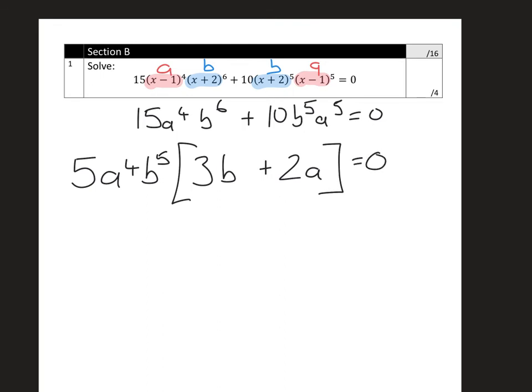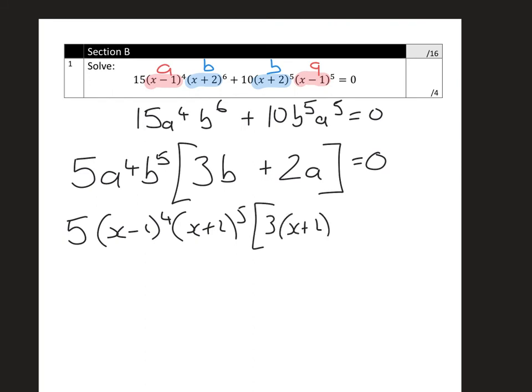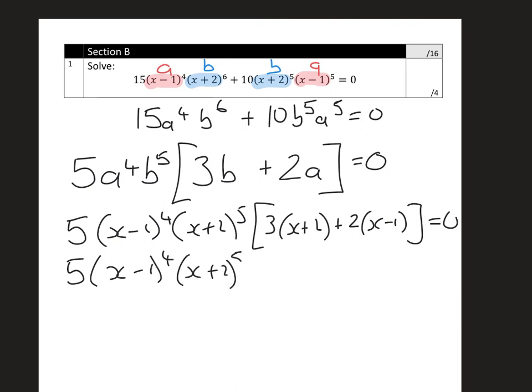And now I can just sub in what A and B were. So 5 lots of (x minus 1) to the power 4, times (x plus 2) to the power 5, times [3 lots of (x plus 2) plus 2 lots of (x minus 1)] equals 0. Now I'm going to expand and simplify that square bracket. So I get 3x plus 2x is 5x. 6 plus minus 2 is 4.